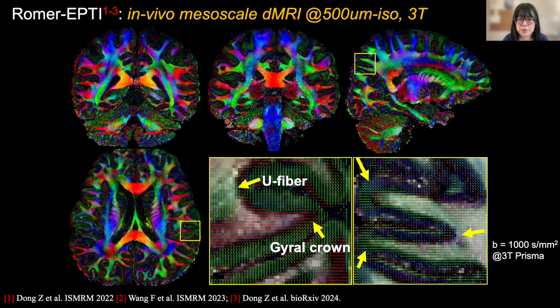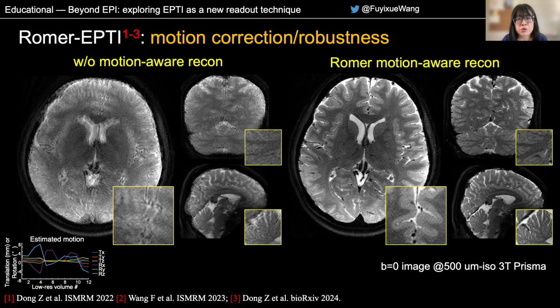At this high spatial resolution, we can look at detailed fiber architecture such as U fibers at the gray-white boundary and those within the thin cortex. And after addressing distortion, motion can also be easily modeled and corrected for in the reconstruction, as shown here. A motion aware reconstruction can mitigate the blurring and motion artifacts. That's also very important for high-resolution imaging, as motion is almost inevitable during a long diffusion scan.